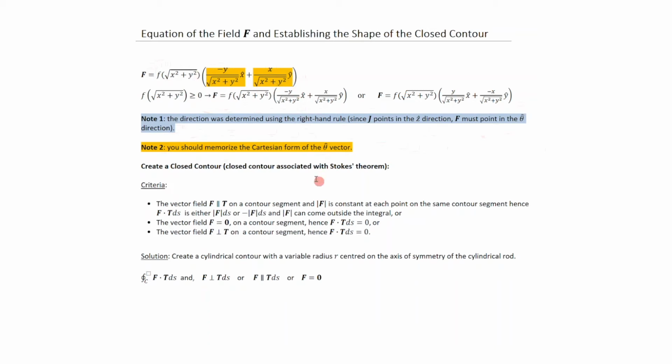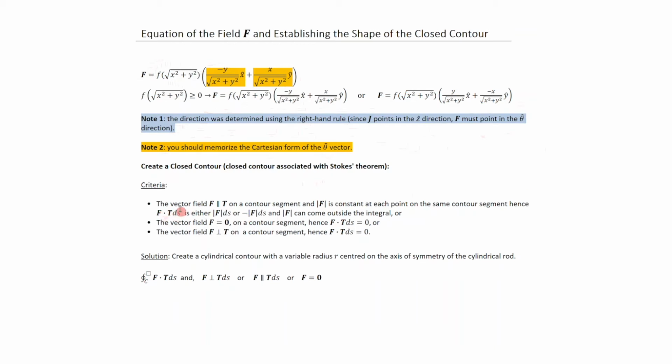All right, so now what we need to do is to create a closed contour. And this closed contour is associated with Stokes' theorem. And since we know the direction of the field, we can then determine how to choose the contour. And the criteria typically used are the ones that are stated here.